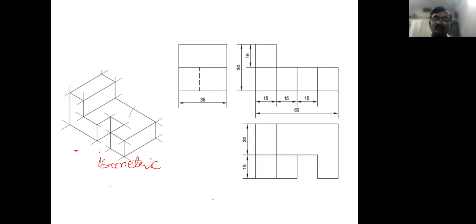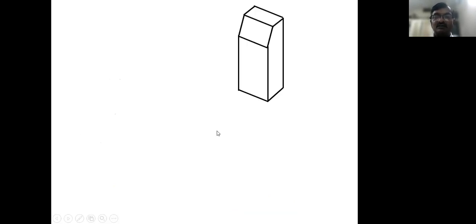It is multi-view drawing or orthographic projection. See, this word projection is used by technical persons so many times. Everything is communicated through this, so we have to know about this. I will explain how the multi-views are formed. That is important in this. So we go to the next slide.